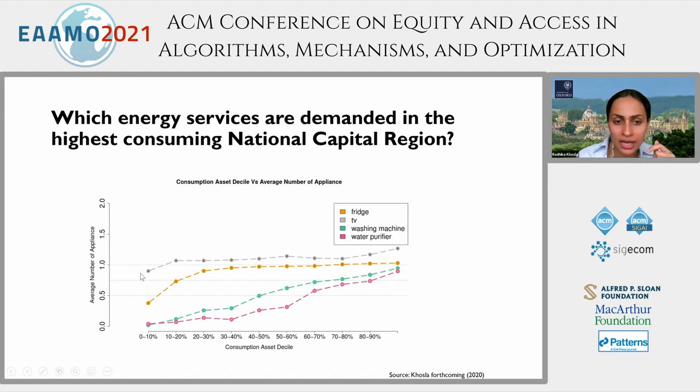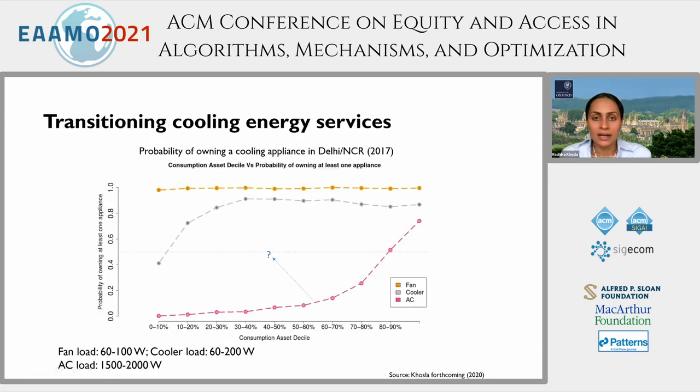When you're in the lower income decile, the first thing that you buy is a TV. And you buy a fridge next, but much later. And then because this was in the Delhi region, the appliance that you then begin to think about buying is a washing machine and a water purifier. And the next big question for us in this energy issue is cooling.